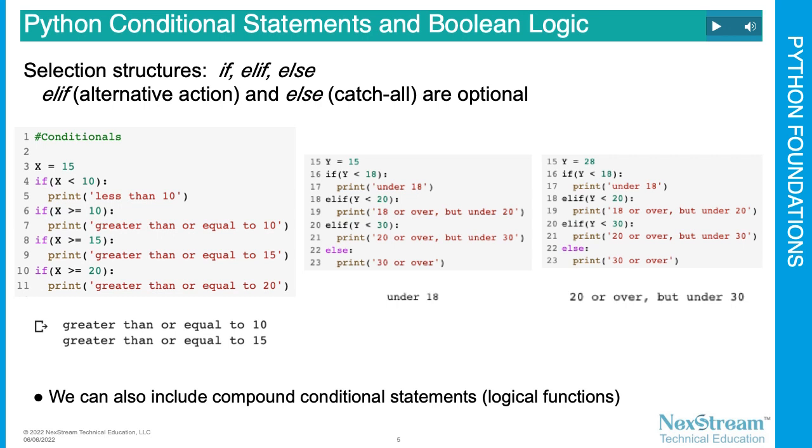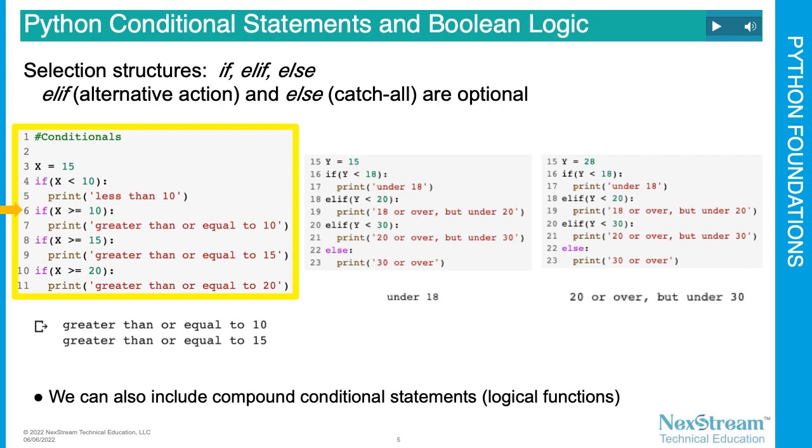Now let's check out a few examples to illustrate each of the if, elif, and else statements. In the first example, we evaluate an assigned integer variable x against several values and print out a message based on which comparison is evaluated as true. Since 15 is not less than 10, the first if statement evaluates to false, so we skip the code indented underneath it and proceed to the next conditional.